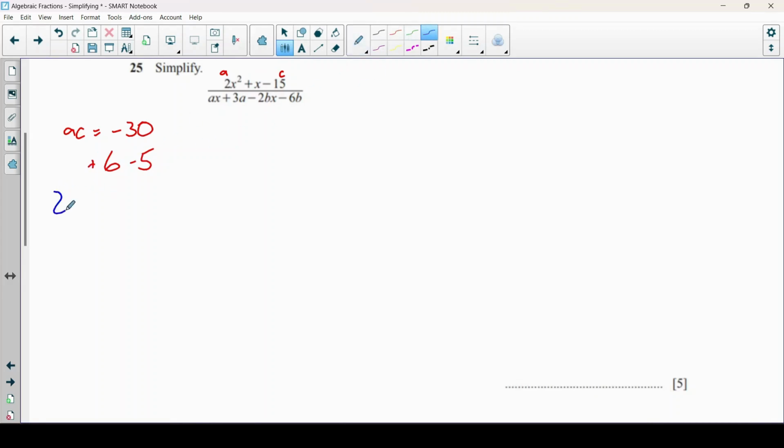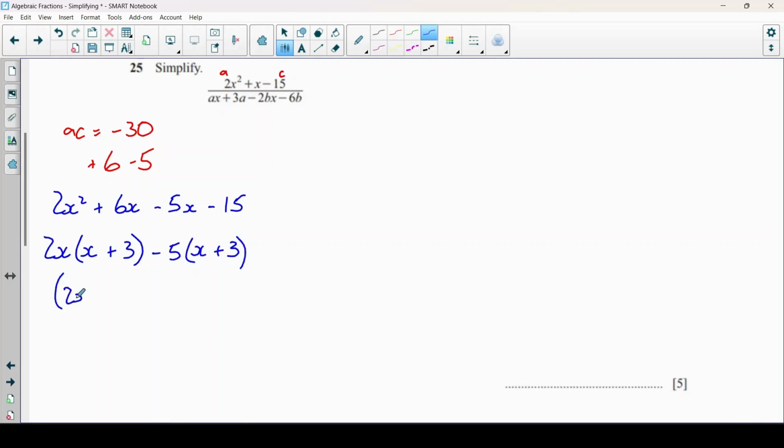So now I'm going to take that quadratic and split the middle: 2x squared plus 6x minus 5x minus 15. And make two single brackets. So 2x brackets x plus 3. Here I can take minus 5 out of both of them. So then I get 2x minus 5 brackets x plus 3. That's the top done.